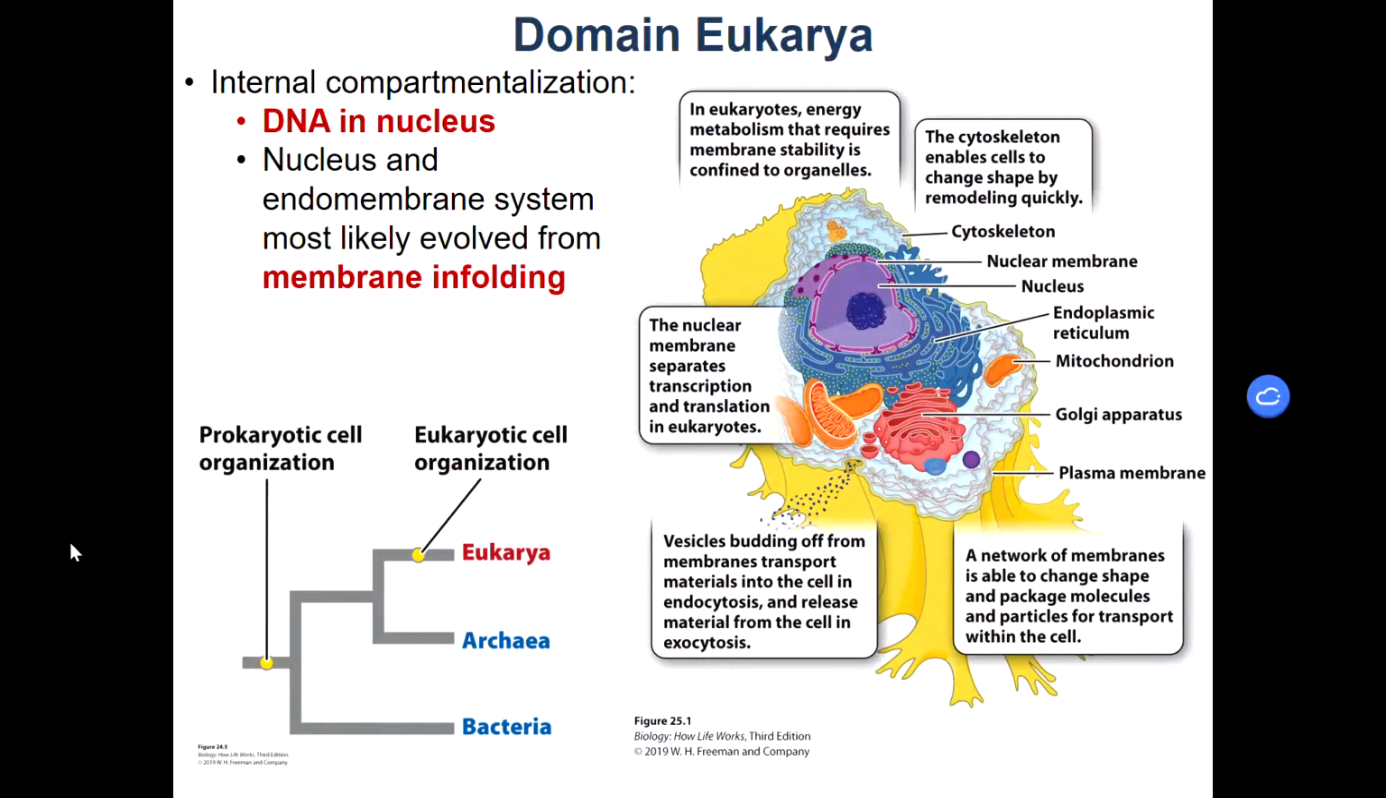So today is focused on domain Eukarya. And they have internal compartmentalization. They have DNA inside a nucleus, a membrane-bound organelle. The nucleus and the endomembrane system most likely formed from membrane folding. So we had membranes of our cells that folded in and separated and then became different organelles.